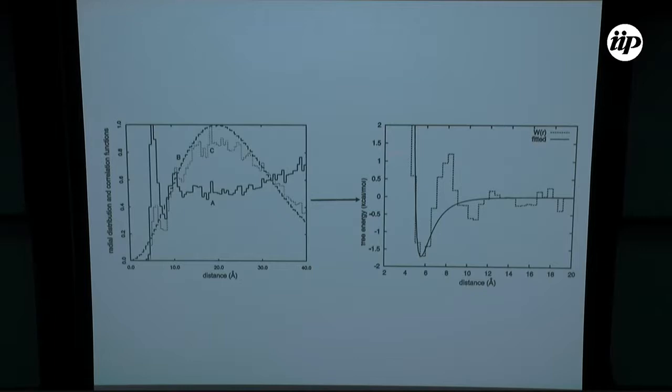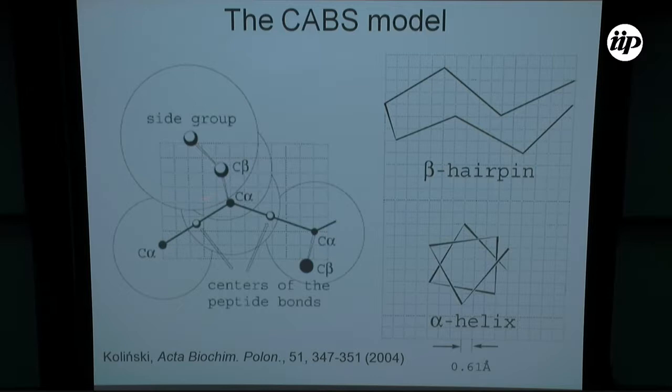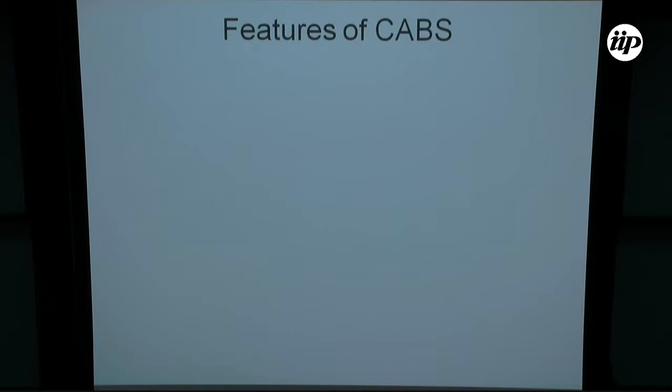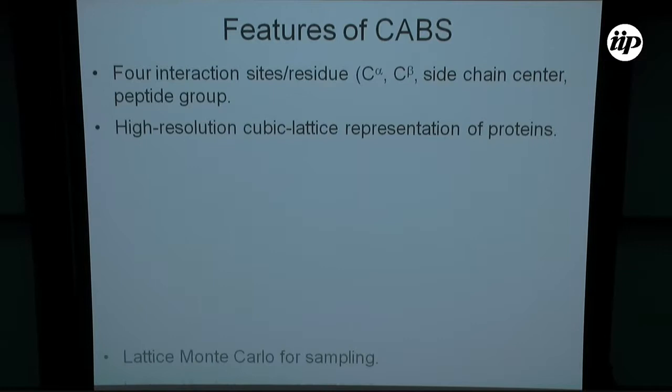Okay, so the CABS model by the Kolinski group simplifies the polypeptide chains to C alpha, peptide group, C beta, and side chains, from which the name comes, and it superposes the chain on a high-resolution lattice. So the sampling method of choice is lattice Monte Carlo. As I said, there are four interaction sites, a cubic lattice, and lattice Monte Carlo.